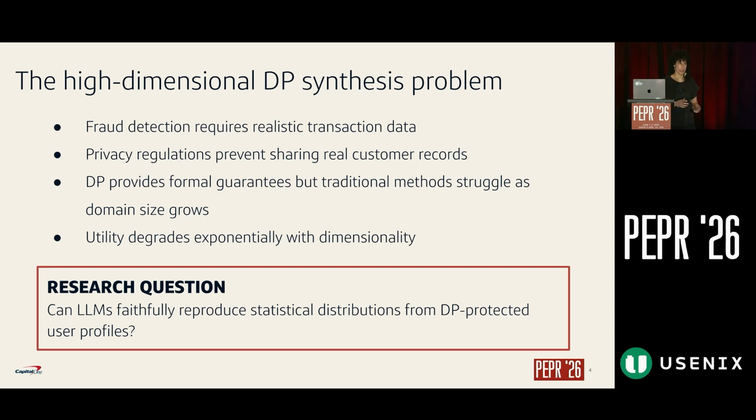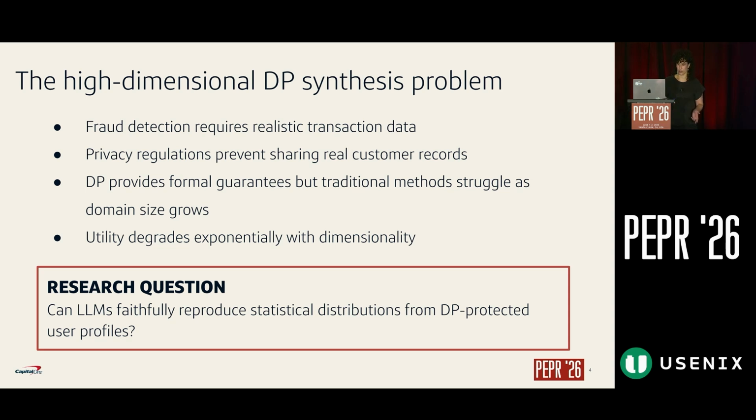But as our domain size grows, so as we have more and more features, higher cardinality, richer data sets, it becomes harder to capture those higher order marginals with high fidelity. And we have a lot of customer data, a lot of transaction data, and that's a really large joint domain that our marginal-based methods aren't performing as well on.